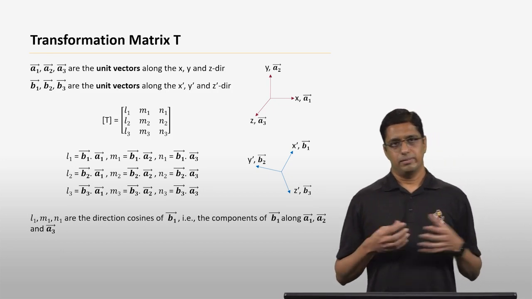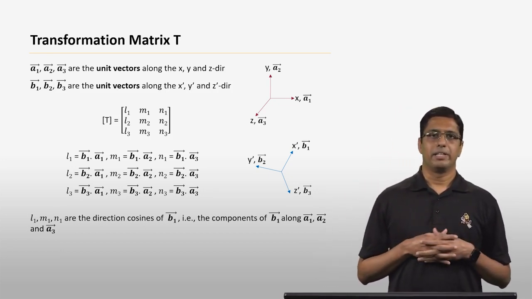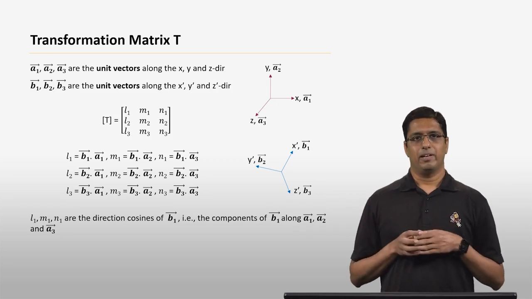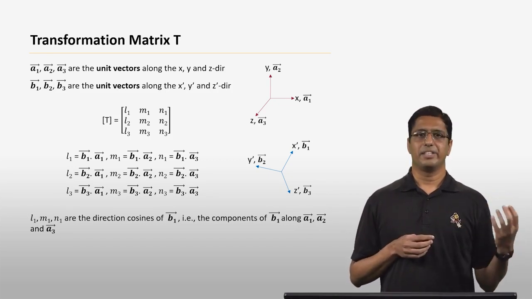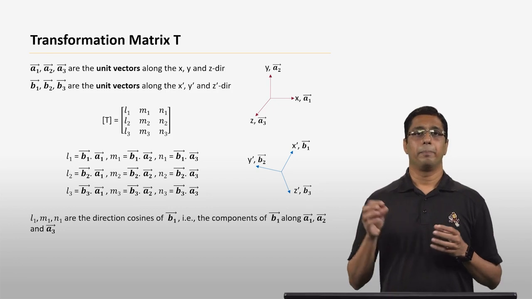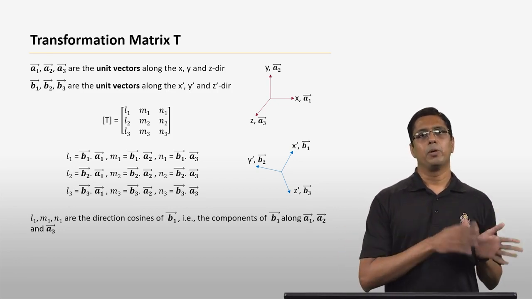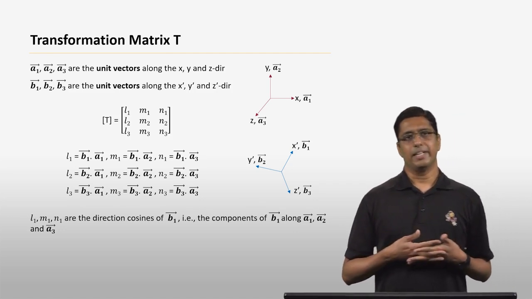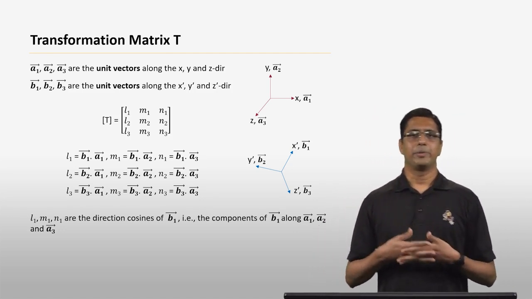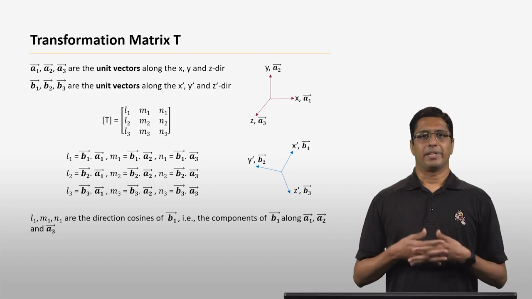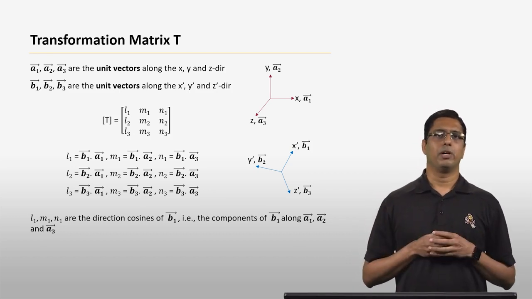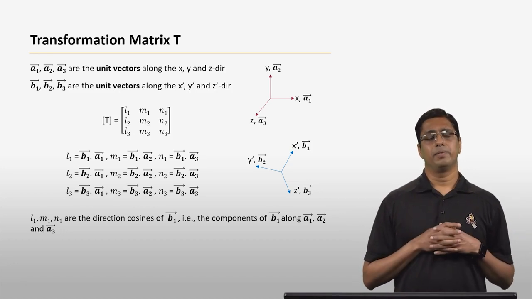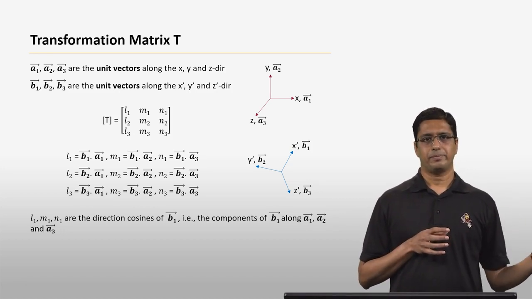So if you can recall what you have learned in math previously, what this L1, M1, and N1 are essentially are the direction cosines of B1 with respect to the old coordinate system A1, A2, and A3. Okay? So similarly, you can find L2, M2, and N2, and L3, M3, and N3. Okay? So once you get these direction cosines, then you can form the transformation matrix T. Okay?